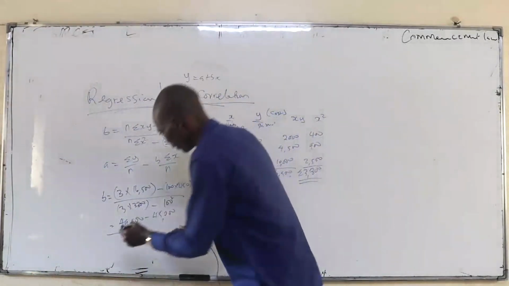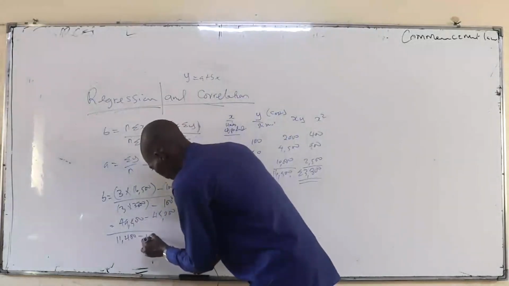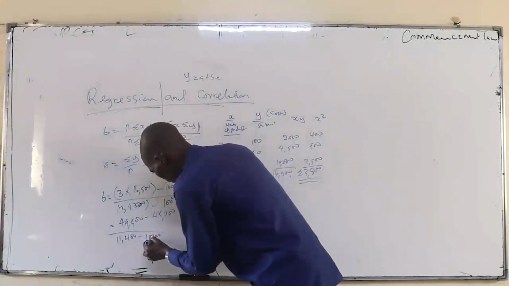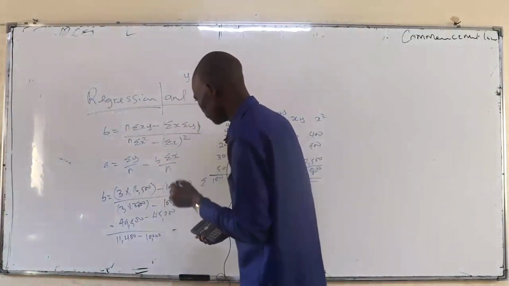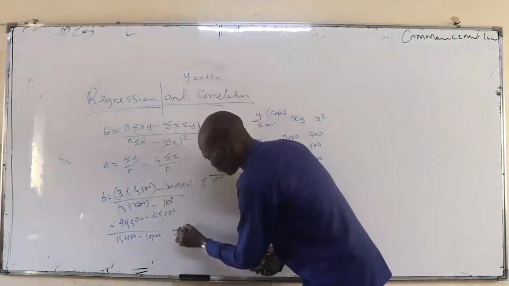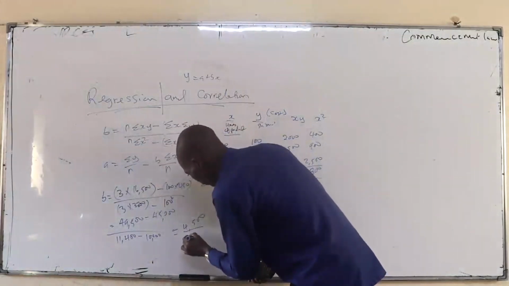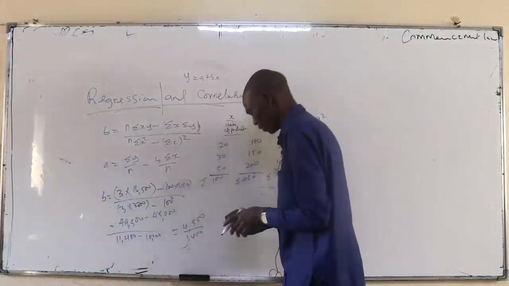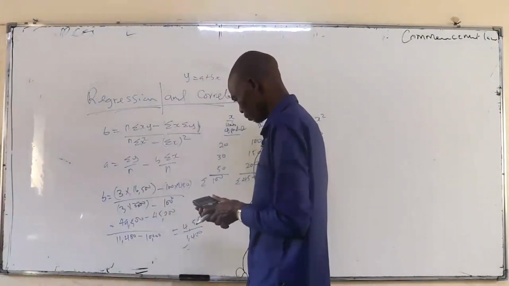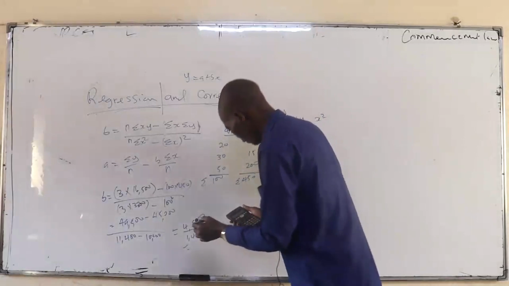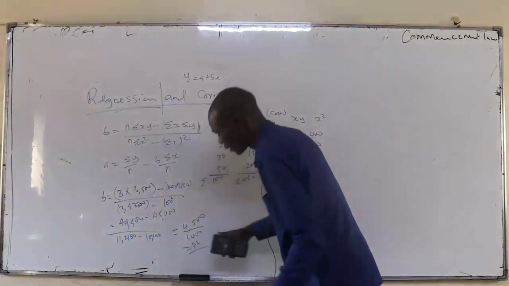That gives you 11,400 minus 100 squared, which is 10,000. So finally you get 4,500 over 1,400. You divide the two, 4,500 divided by 1,400. You are able to get around 3.2. So the figure 3.2 is the value of b.